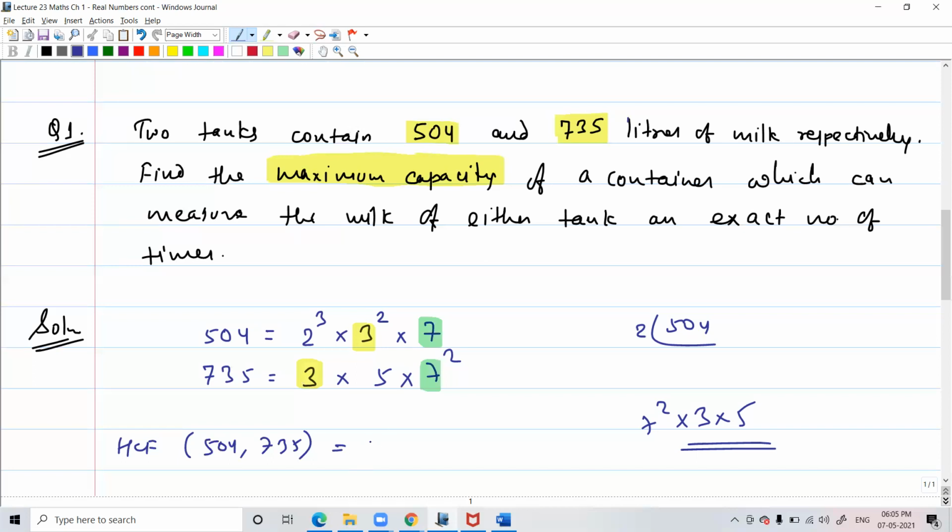Remember that. Don't confuse with that. Be very, very clear about it. For HCF, we need the lowest power of the common factors. And for LCM, we need the highest power, and not only for the common factors, but all the prime factors. Okay, so it will be 3 into 7, which is 21.